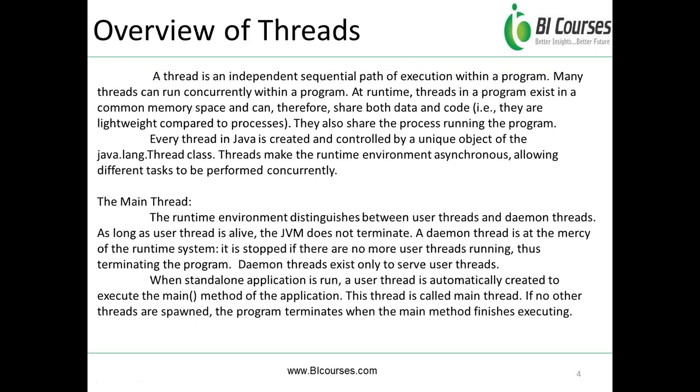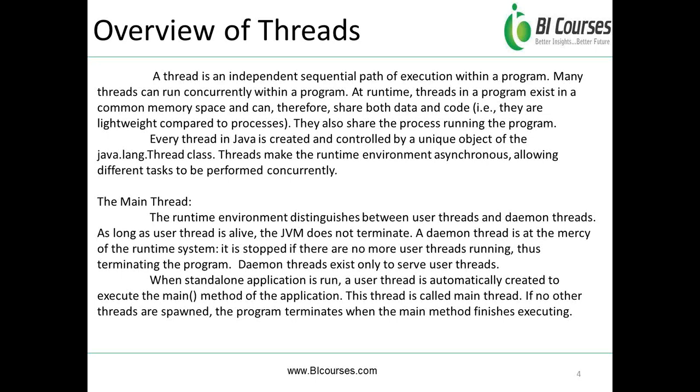A thread is an independent sequential path of execution within a program. This sequential path of execution in a program is known as a thread. Many threads can run concurrently within a program, so you can do tasks simultaneously and concurrently in the same program. At runtime, threads in a program exist in a common memory space and can use both data and code. They also share the process running the program.